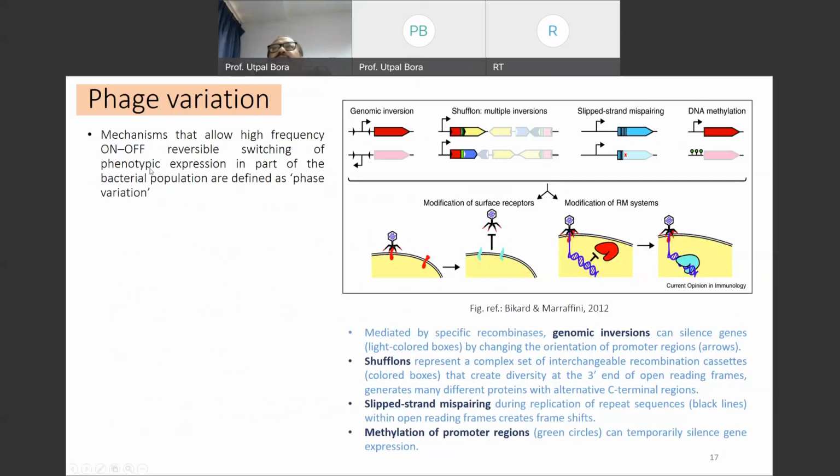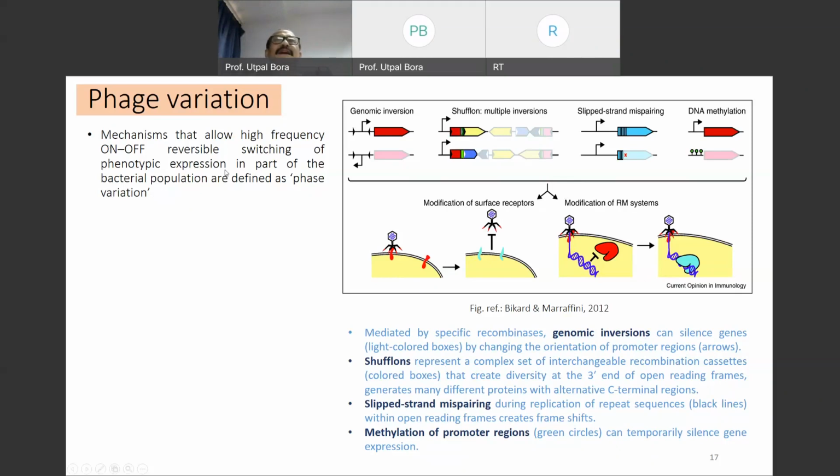Now, let us discuss something more about the phage variation over here. You can see here the genomic inversion, and you can see the safflon, which is due to multiple inversions. And here there is a slip strand mispairing, and there is DNA methylation. And you know about the restriction modification system already. So all these lead to the modification of surface receptors, as you can see over here. And the restriction modification system will actually allow the nucleic acid of the phage molecules to enter, but they will leave them inside, as you can see here.